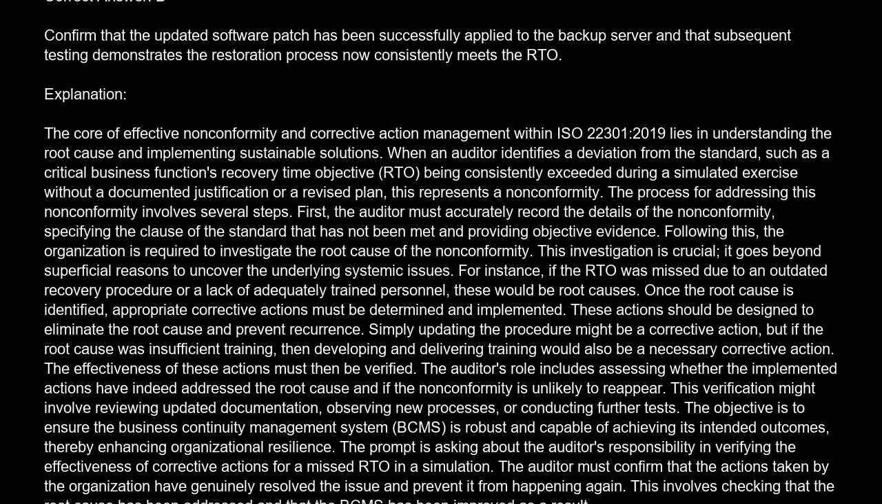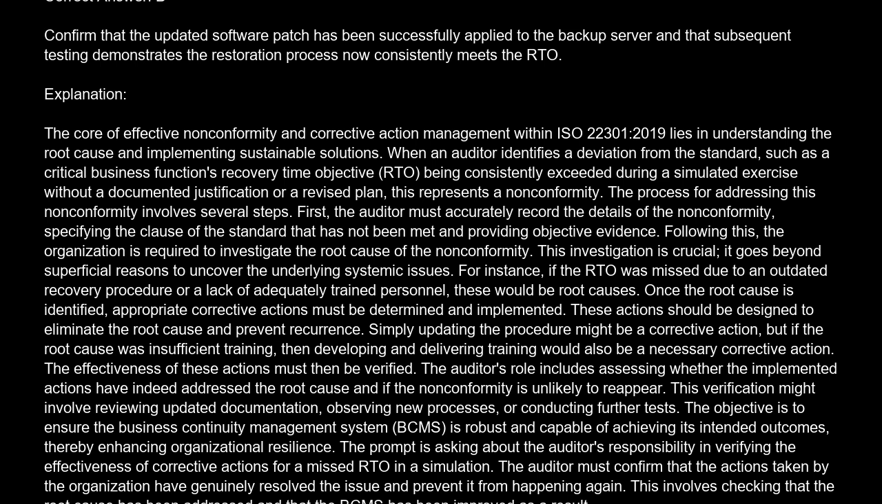The process for addressing this nonconformity involves several steps. First, the auditor must accurately record the details of the nonconformity, specifying the clause of the standard that has not been met and providing objective evidence. Following this, the organization is required to investigate the root cause of the nonconformity. This investigation is crucial. It goes beyond superficial reasons to uncover the underlying systemic issues. For instance, if the RTO was missed due to an outdated recovery procedure or a lack of adequately trained personnel, these would be root causes.